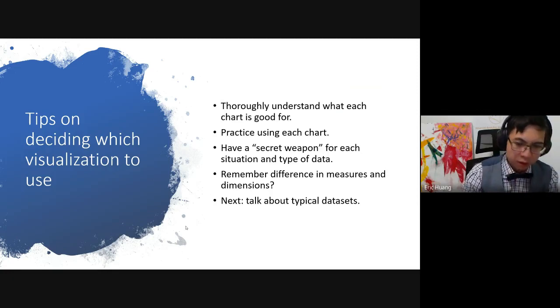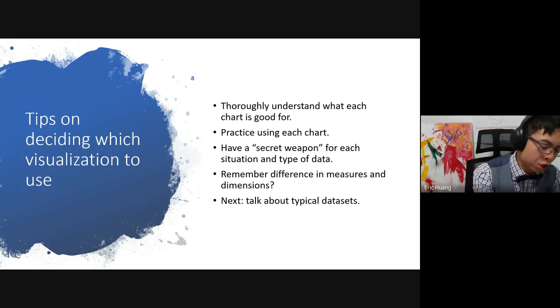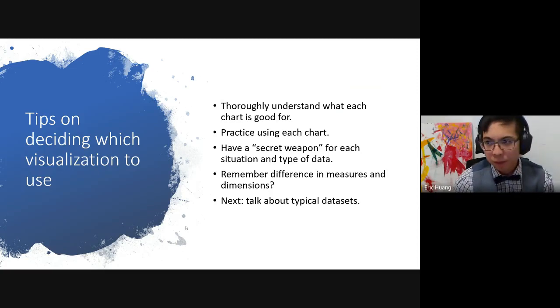And try to remember the difference between measures and dimensions, right? Measures are the aggregation metric. So a measure could be an average, a sum, a count, max, or min. Those are your five major operators for a dashboard.